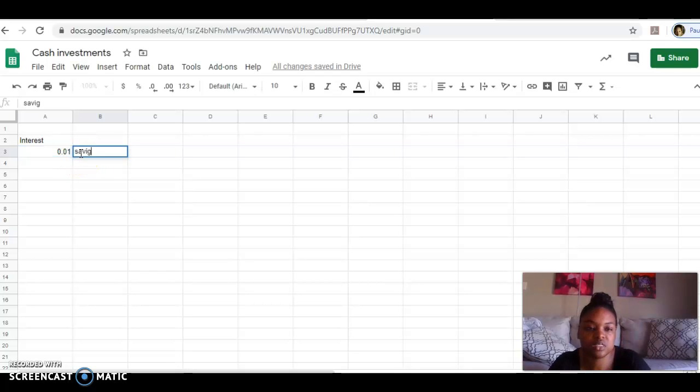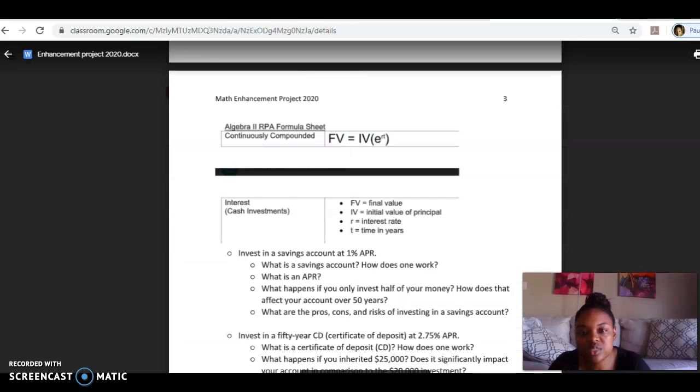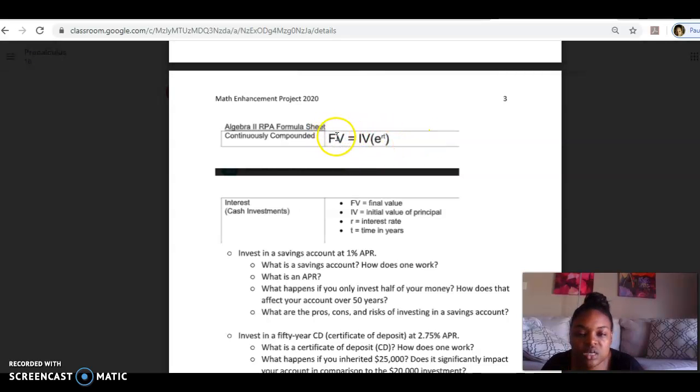So I'm going to label this as savings. And then I'm going to continue to fill these in when I do the other three cash investment options. But for right now, I'm just going to start with a savings account. All right, so the next part is we need to insert the equation here into the spreadsheet because this is what we're going to be using.